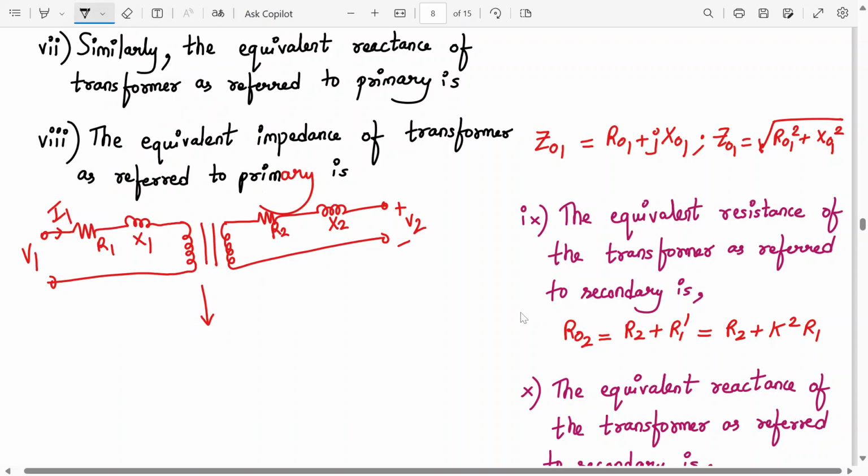Now we are transferring all the resistance to the secondary. So what will happen to them? They'll multiply by k square. So R1 becomes R1 dash, which is k square R1, and X1 becomes X1 dash, which is k square X1. So the components at the primary side get transferred to the secondary. So this is plus minus V1, E1, I1.